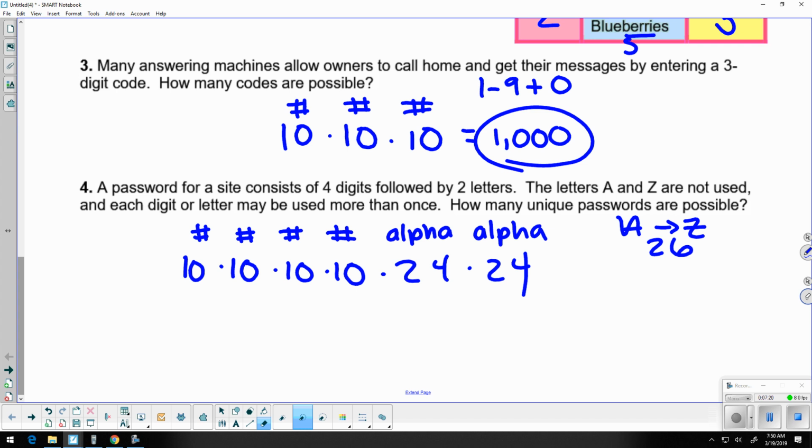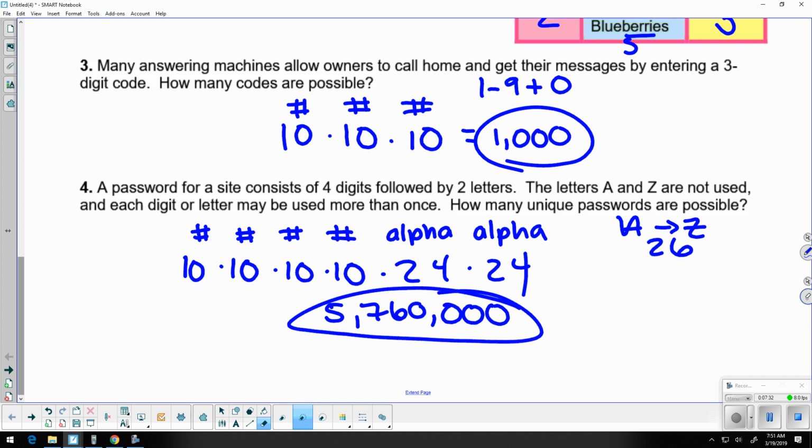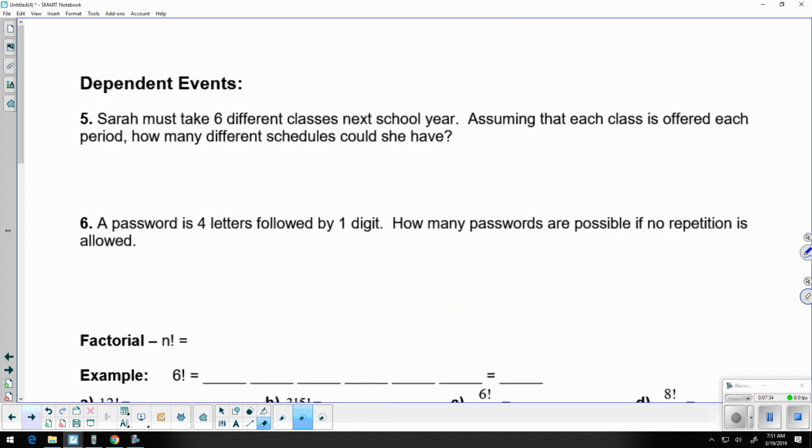And this is what you'd be multiplying. Okay, so again, you're just multiplying out the number of choices that you have for each event. So when you multiply this all together, you should get 5,760,000 different passwords. And there you go. All right. Now on to the next page.